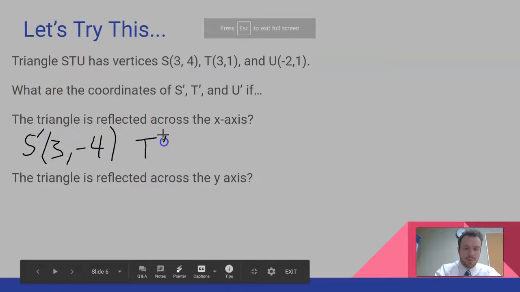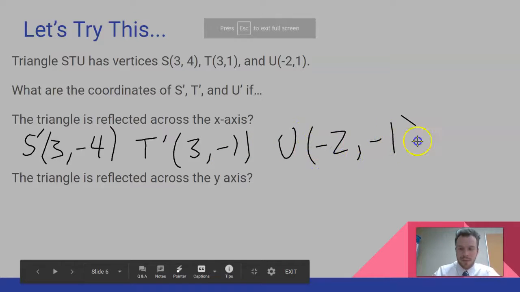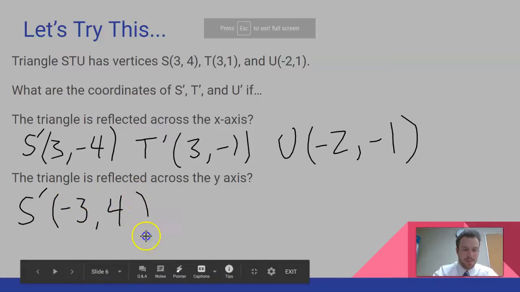And then we have T prime, which is going to be (3, -1). The opposite of positive 1 is negative 1. And then U prime is going to be (-2, -1). All right, so now if it's reflected across the y-axis, we'll have S prime would be (-3, 4), because when we reflect across the y-axis, the x value becomes opposite. So (-3, 4) would be S prime.